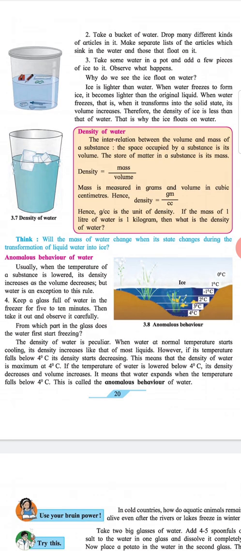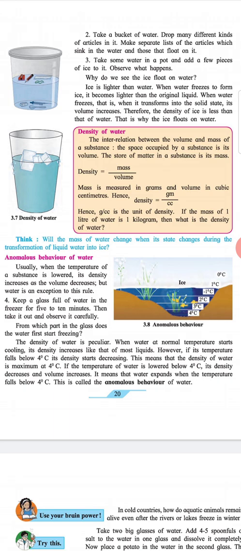Box. Heading: Density of water. The interrelation between volume and mass of a substance. The space occupied by a substance is its volume. The store of matter in a substance is called its mass. Density is equal to mass upon volume.